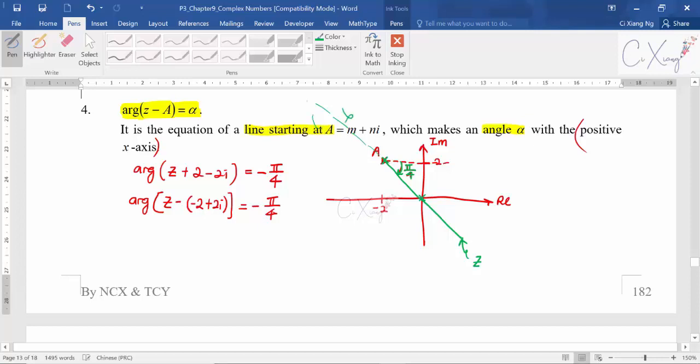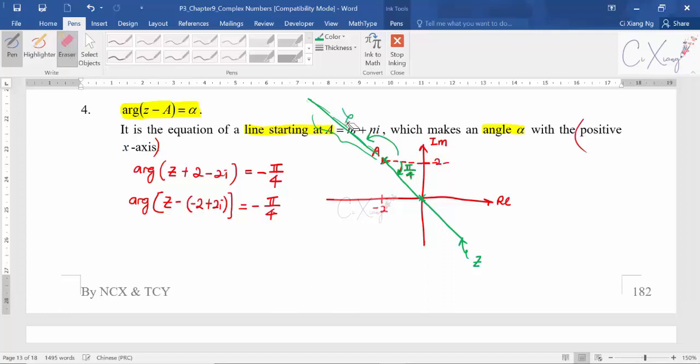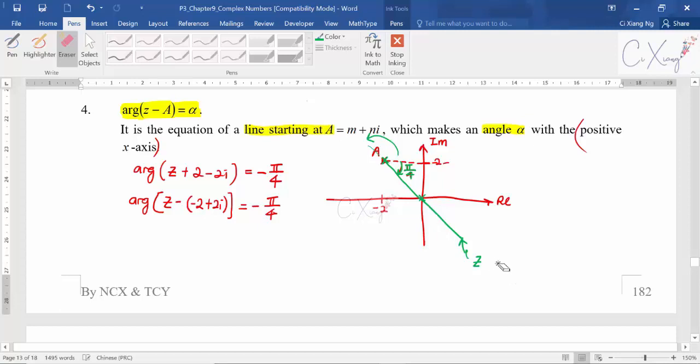This is wrong. If you draw the line longer that exceed the point A, this is actually wrong, because for this line itself, the angle is this one, not negative pi over 4. So you have to take note on this. A lot of students will draw a very long line, but they actually didn't realize that this part of the line is a wrong one.